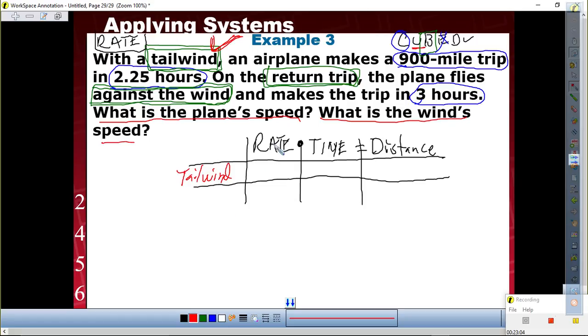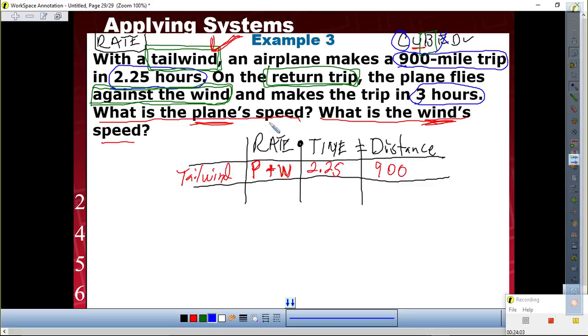So check this out. Here where it says rate, in the middle, you're going to write a little plus because it increases the rate. Whose rate? Who are we talking about here? The plane, and what else? And the wind. So I'm going to use P for plane and W for wind. How long did it take on that first trip? 2.25, 2.25. And how long was that trip? 900 miles. Okay, there it is.